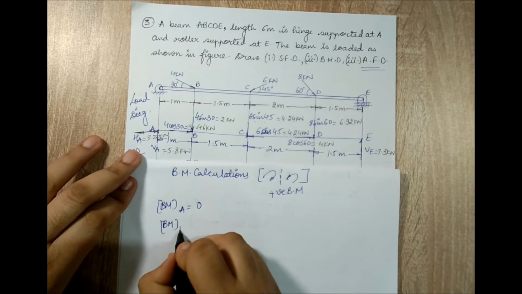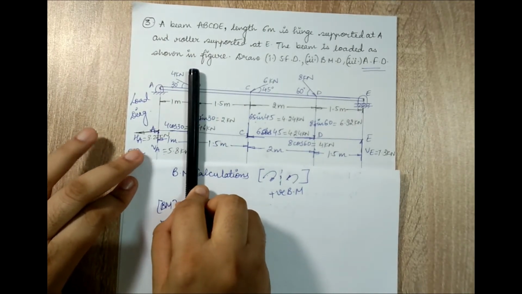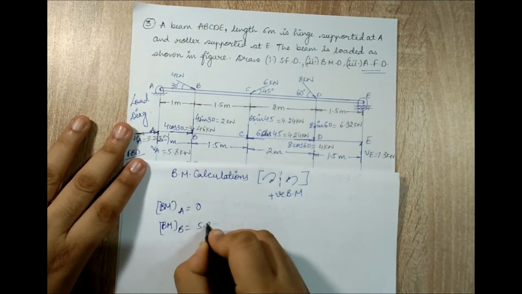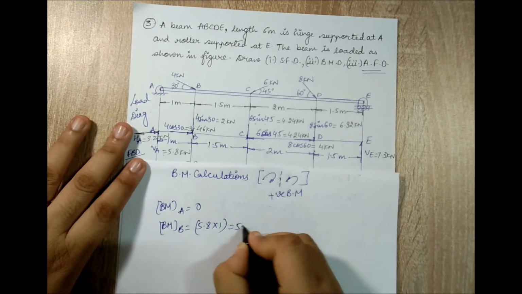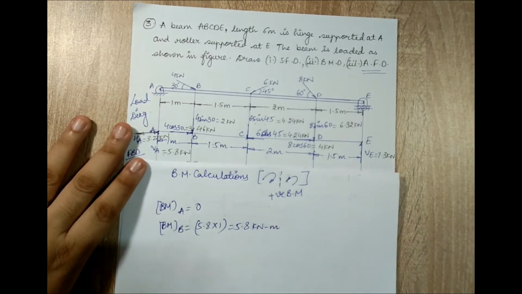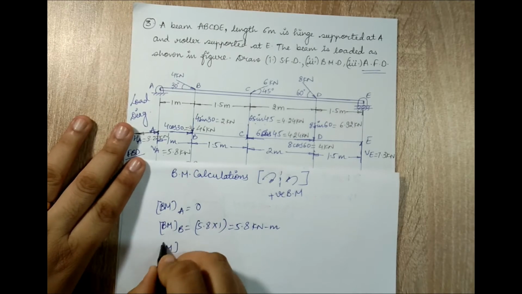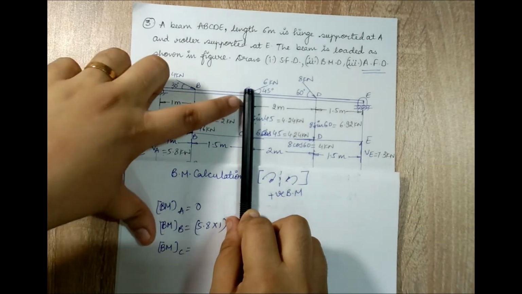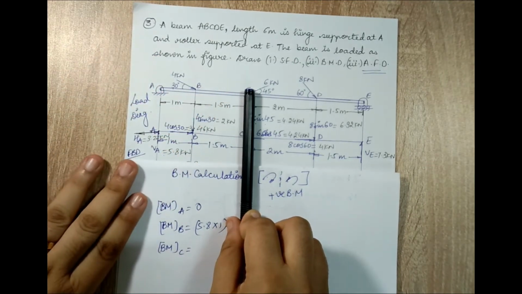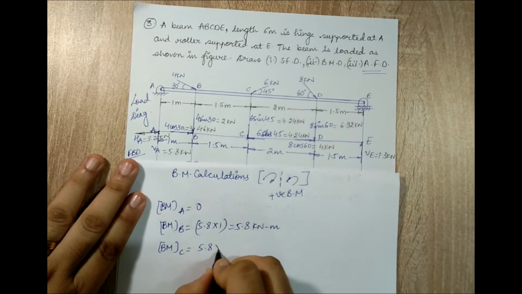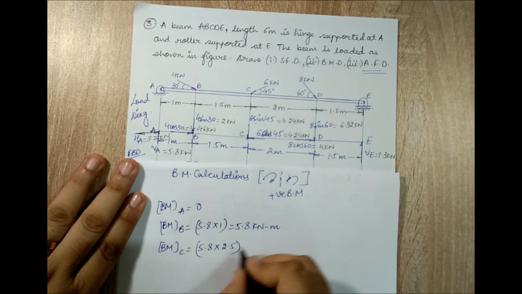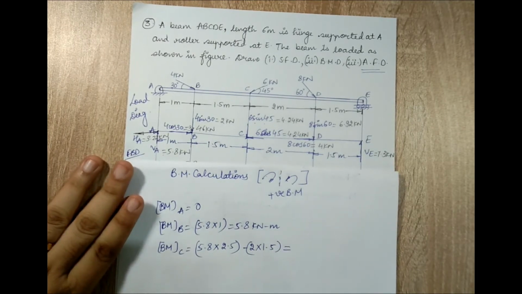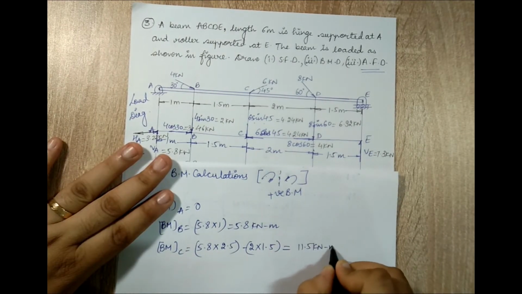Bending moment at B, when I stand at B and I look to the left I can see VA turning clockwise, so I'll have 5.8 into 1, so this will be 5.8 kilonewton meter. Next I'll calculate the bending moment at C. When I stand at C I can see VA turning clockwise and 2 kilonewton turning anti-clockwise, so this will be 5.8 into 2.5 minus 2 into 1.5. I get the value as 11.5 kilonewton meter.